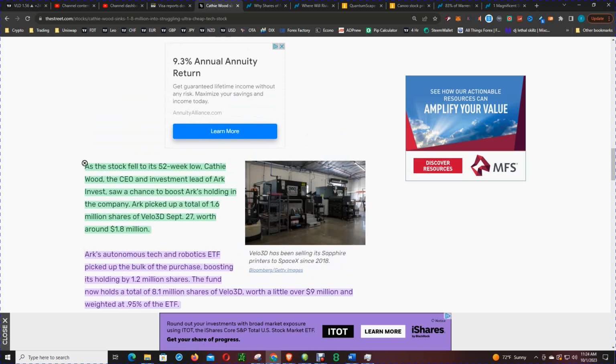All right, so a couple of things to note before we continue. First of all, Elon Musk tried to buy the company. SpaceX is associated with the company. So those are all bullish catalysts.